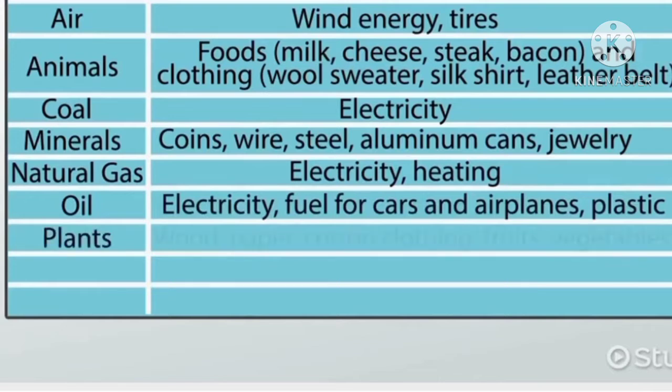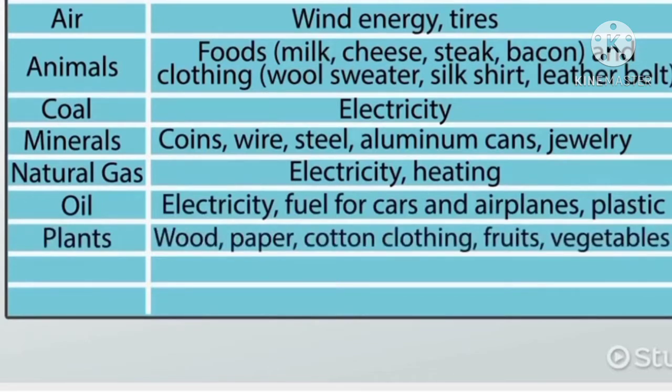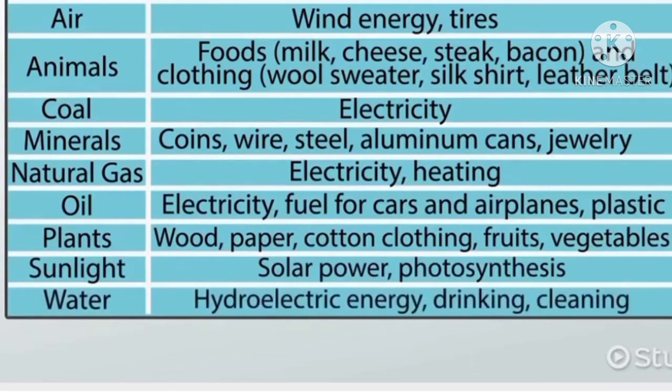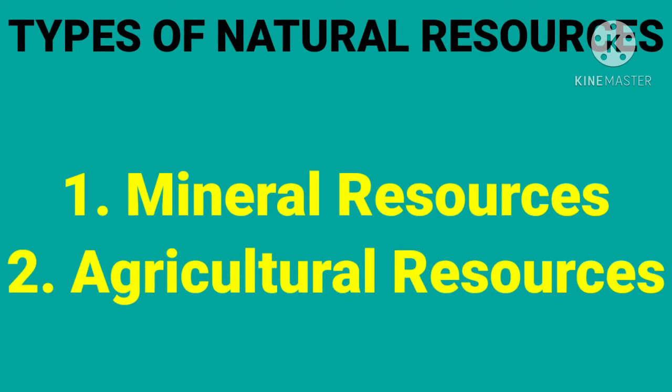Then oil, crude oil, used for electricity, fuel for cars and airplanes, plastic. Then we have plants: wood, paper, cotton, clothing, fruits, vegetables. Then sunlight, solar power, photosynthesis. Then water, hydroelectric energy, and drinking.